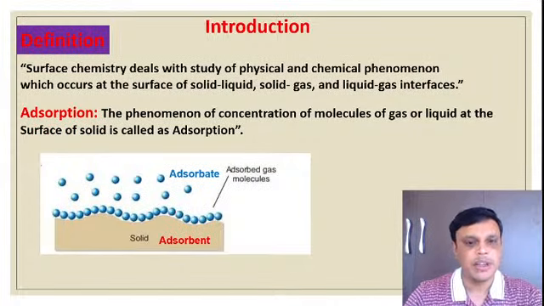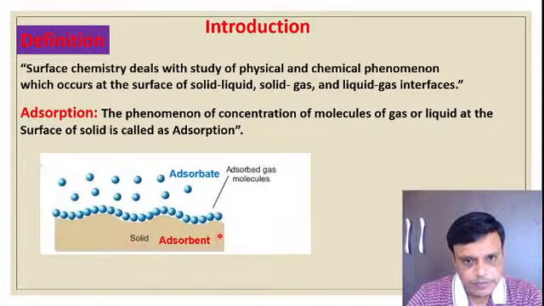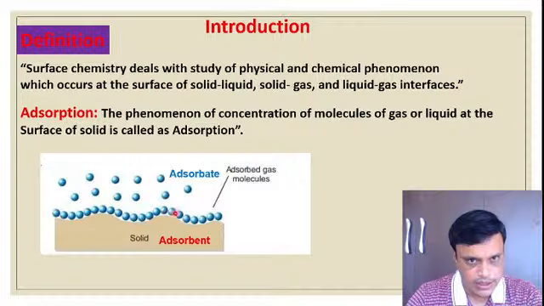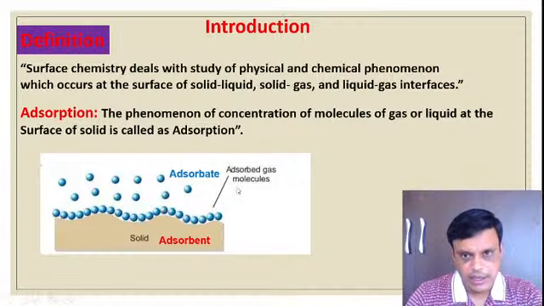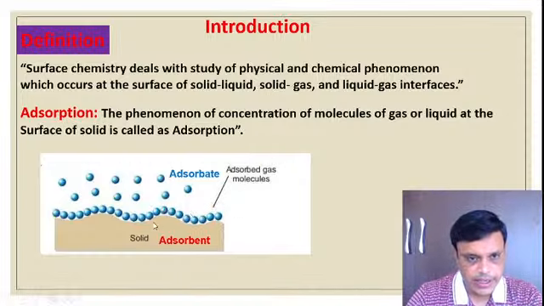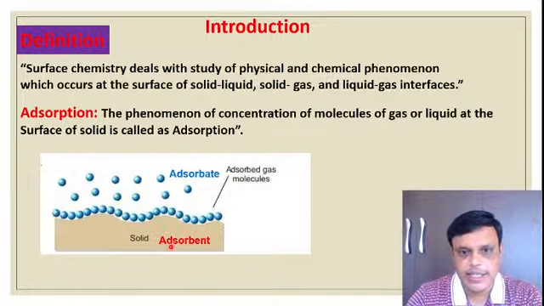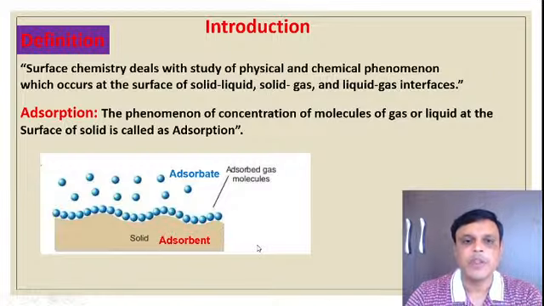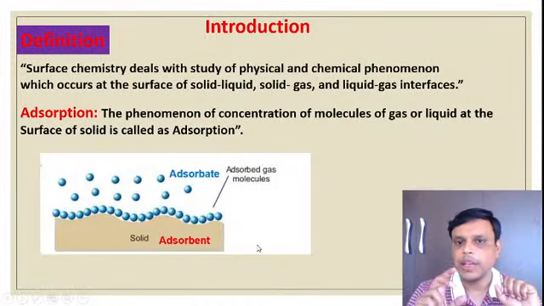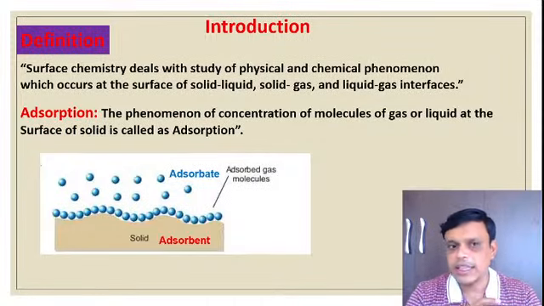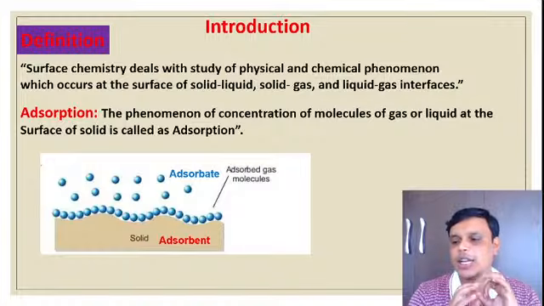If you see this figure, then you will understand it better. Okay, so here this solid surface is there, and these gas molecules are there, and these gas molecules concentrate on the surface of the solid. So this solid surface is called an adsorbent. This solid surface is called an adsorbent. That means जिसके ऊपर गैस मॉलिक्यूल एडसॉर्ब हो रहे हैं ना, that surface is called adsorbent.